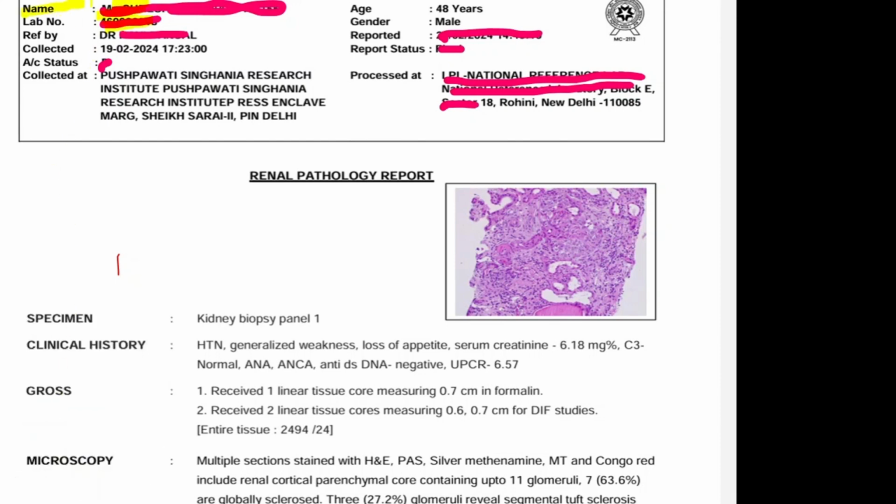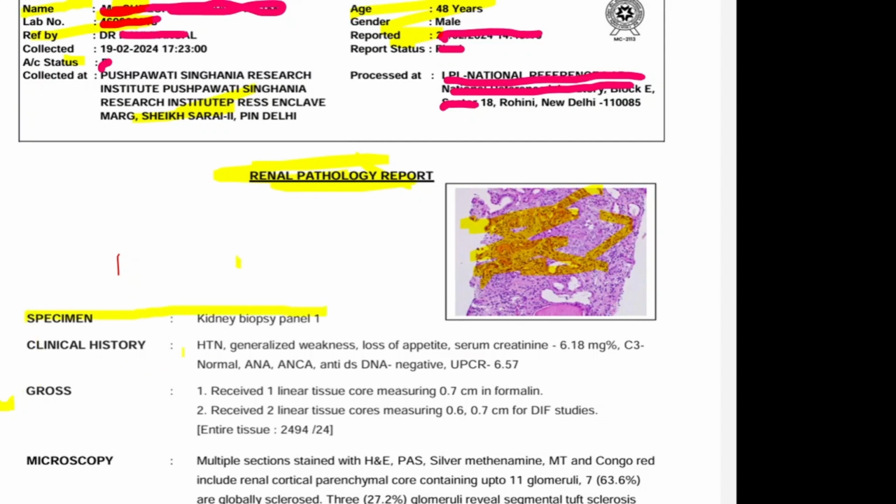So here the basic details, patient name, age, lab number, referred by, all the basic details are given. This image is of no use, very difficult to interpret. First we will go line by line. What they have written: renal pathology report. First specimen. The specimen is the kidney biopsy panel.